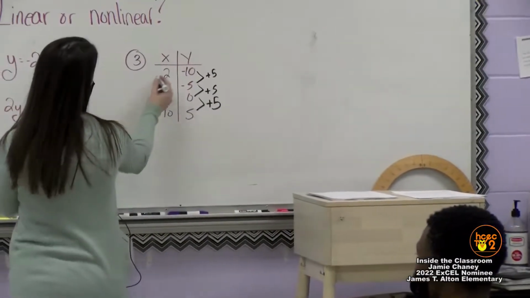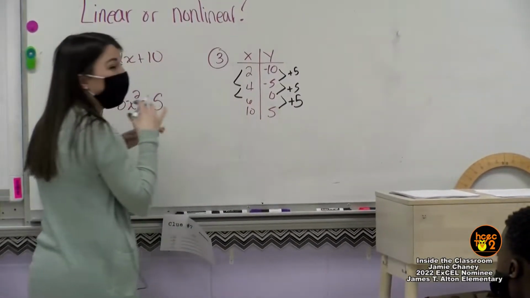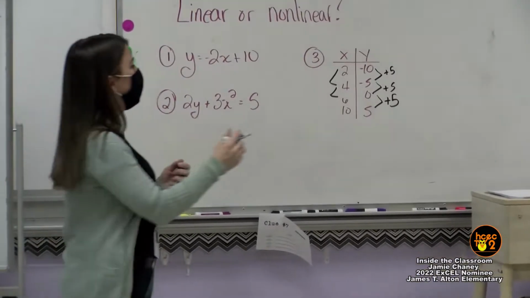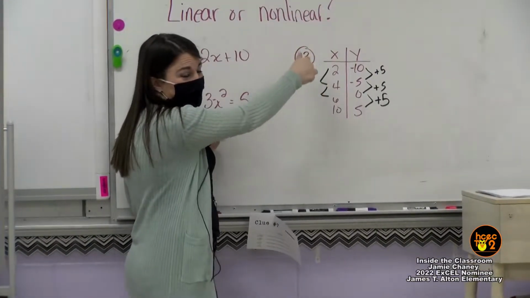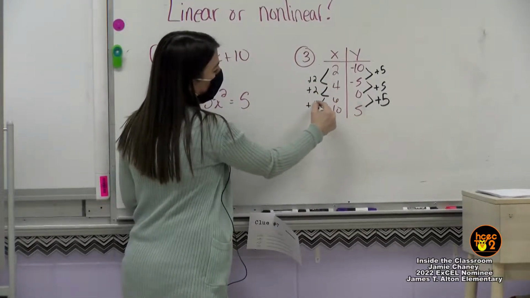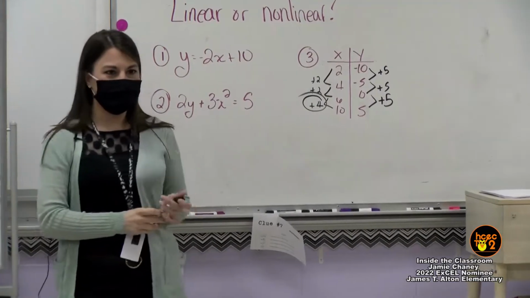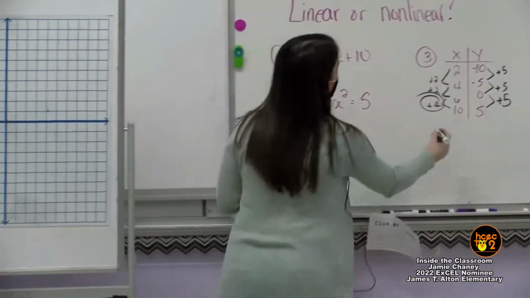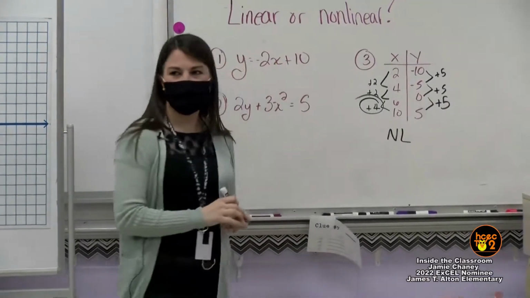And a lot of times they're going to make tables like this where it appears to be perfect and you have one tiny little detail that messes it up. So what's this going up by? 2. So we got plus 2, but then this poor little guy here messes up the entire pattern, right? So what does that mean for this table? Non-linear. Does anybody have any questions about that?